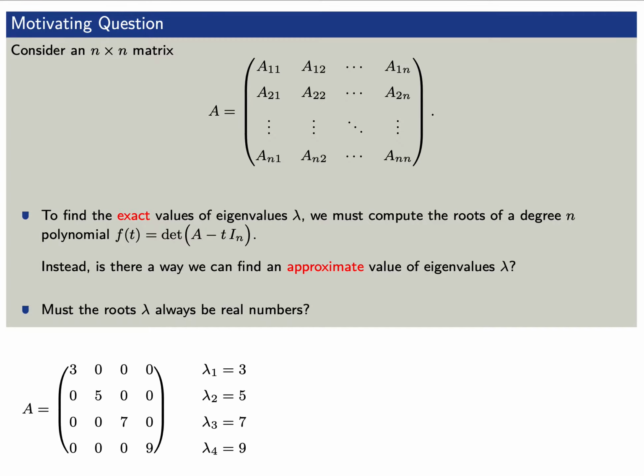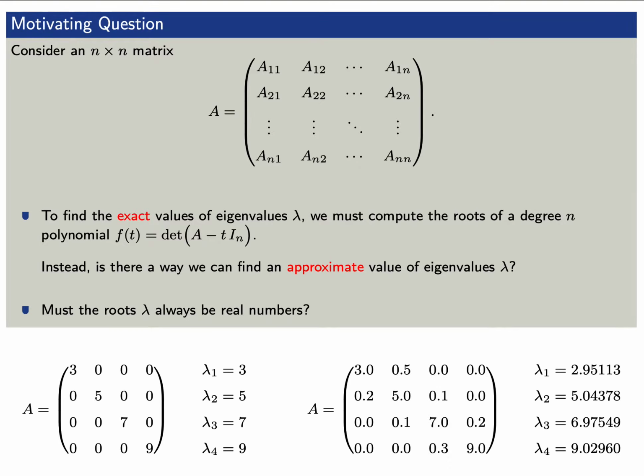We can see that with the matrix on the lower left-hand side, the entries of the matrix are integers, and therefore the eigenvalues are integers. However, with the matrix on the right-hand side, these numbers are not quite integers, but it appears that the numbers away from the main diagonal, namely 3, 5, 7, and 9, are very close to being 0. So we expect the eigenvalues, lambda 1, 2, 3, and 4, to be approximate to the eigenvalues that we found before.